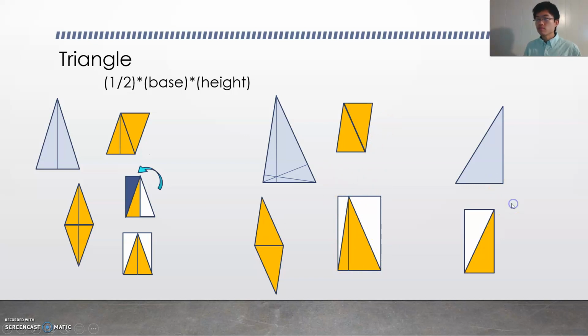Right triangle, probably the easiest way to think about this is get a rectangle, and it's half of it. Right? So there are different options you can look at for triangles, but it's base times height, and then divide by 2. Half of the rectangle.